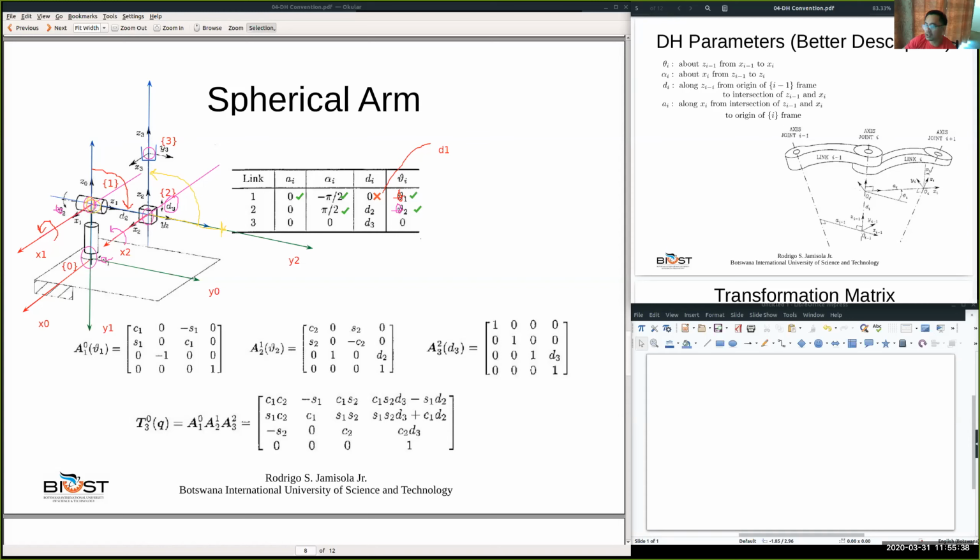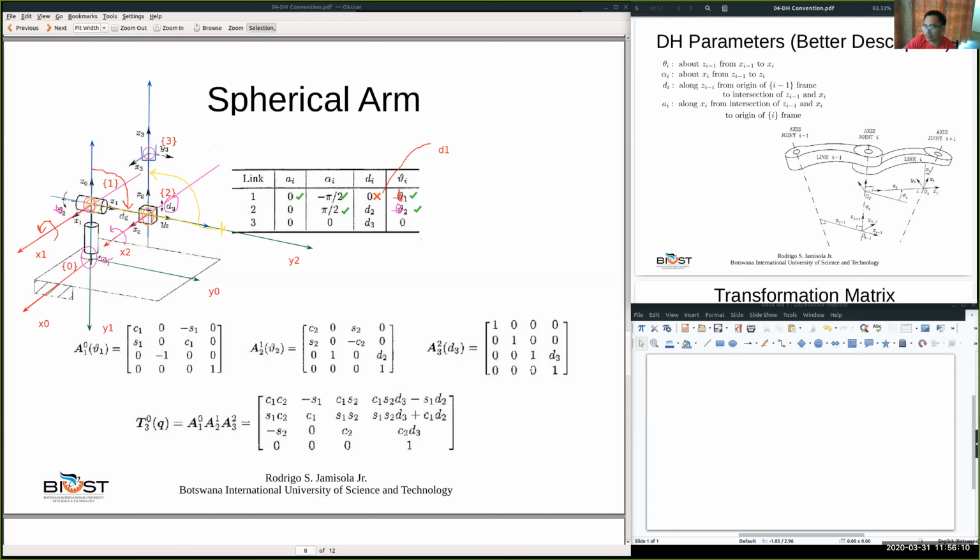Origin of frame 1 to the intersection of Z1 and X2. So where is Z1 and where is X2? This is the intersection. So from the origin of frame 1 to the intersection of Z1 and X2, this is the origin, and this is the intersection of Z1 and X2.